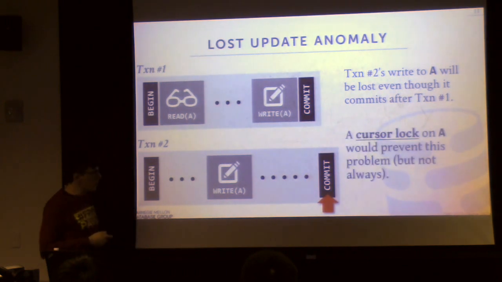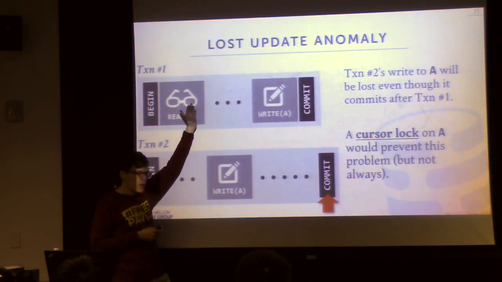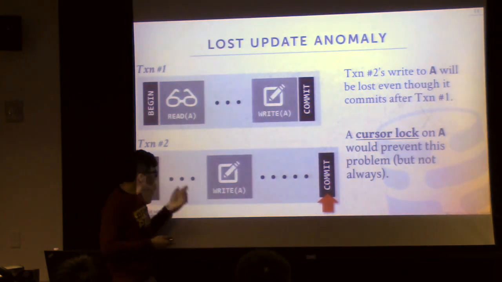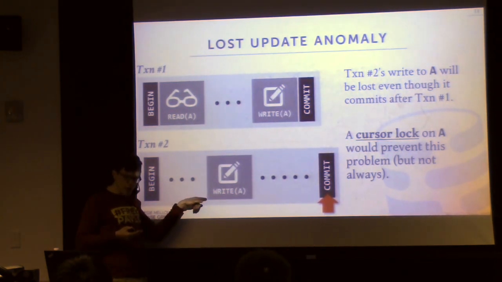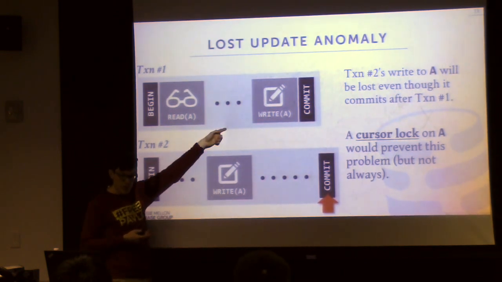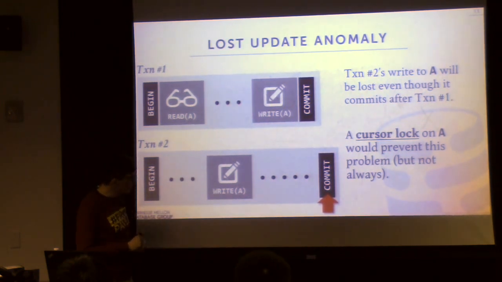So the way a cursor lock would help you is that when you do the read on A here, since you're going to do a write on it later, you just hold the cursor lock until after your write. Then you commit. So now, even if you did the context switch and tried to do this write on A, it would try to acquire the cursor lock on object A. It would not be able to do that because this guy was holding it. So this is how it avoids the lost update anomaly.